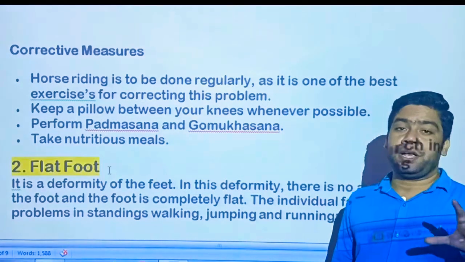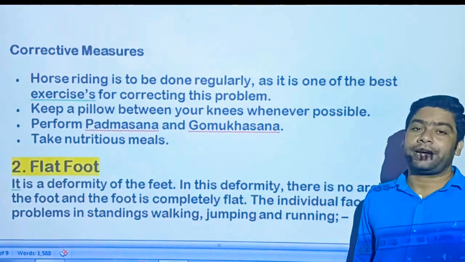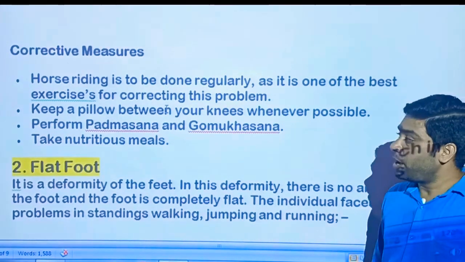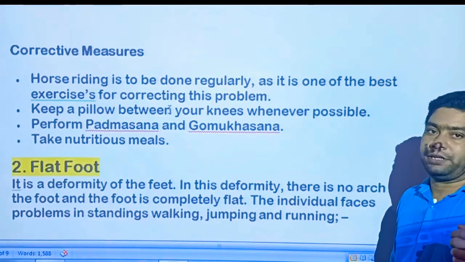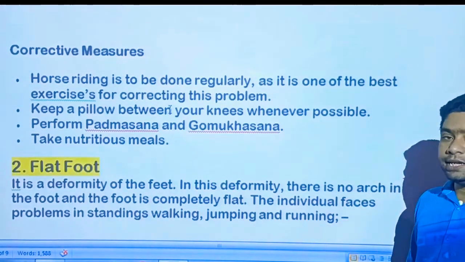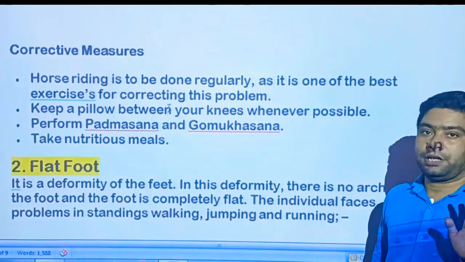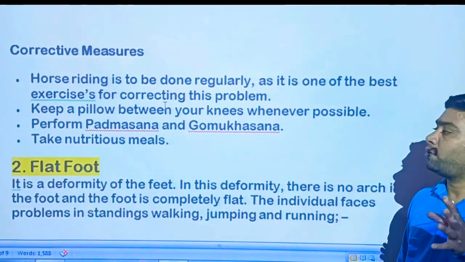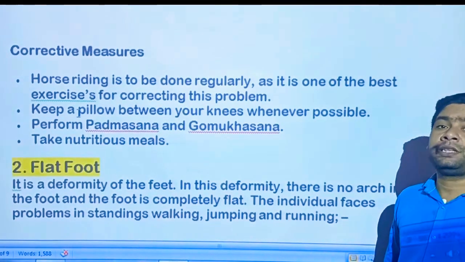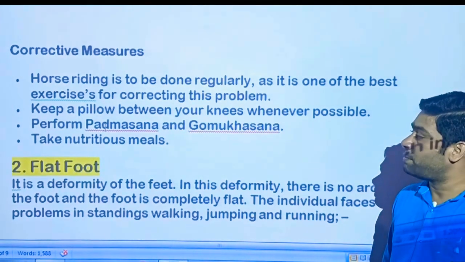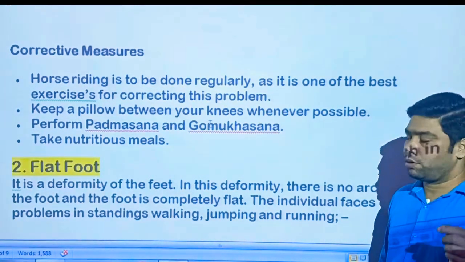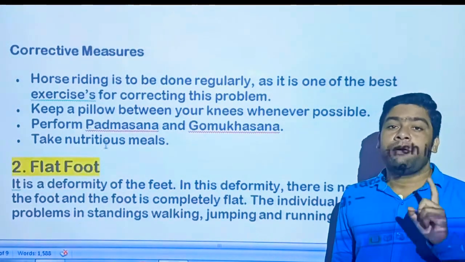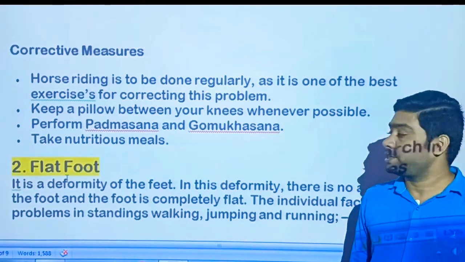Corrective measures. If you feel that you have this deformity, how to correct it? Horse riding should be done regularly. Second thing, keep a pillow between your knees wherever possible. That means at the time of sleeping or at the time of rest, you just put a pillow in between your knees. That will help remove this deformity. Perform Padmasana and Gomukhasana. Take a nutritious meal, as I told, with vitamin D, calcium and phosphorus.